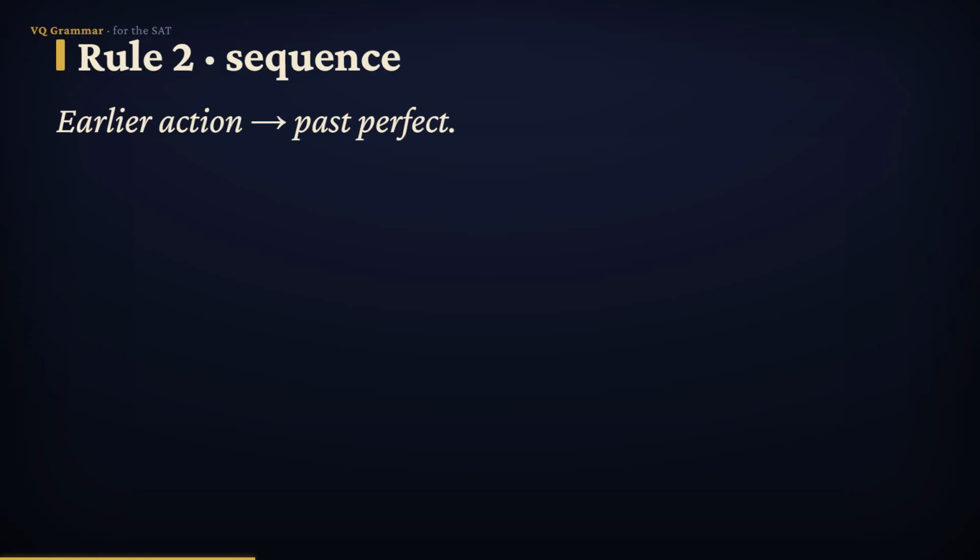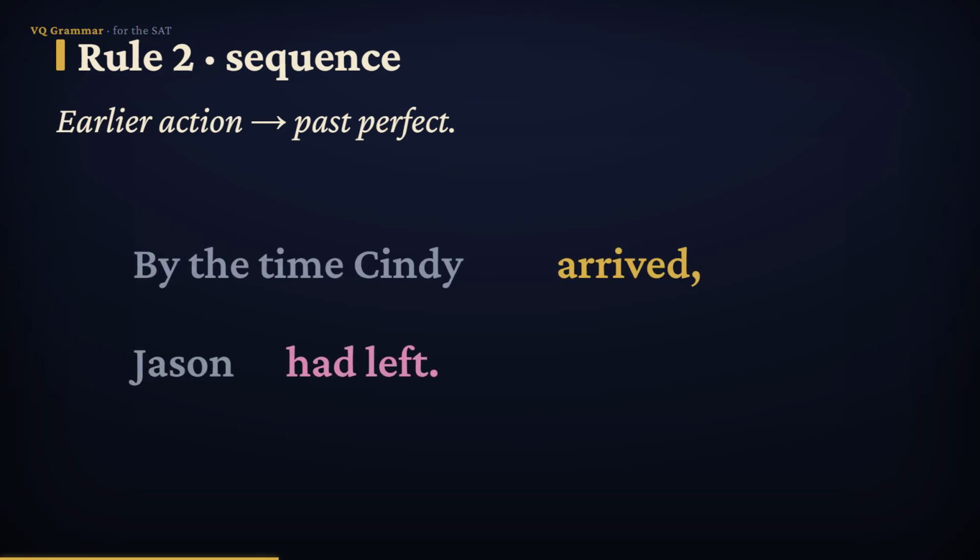The second rule, when one event clearly happens before another, you shift tenses to show the order. By the time Cindy arrived, Jason had left. Both are in the past, but Jason left first, before Cindy arrived. So the earlier action, leaving, goes into the past perfect, had left, while arrived stays simple past. That's how you show the order.